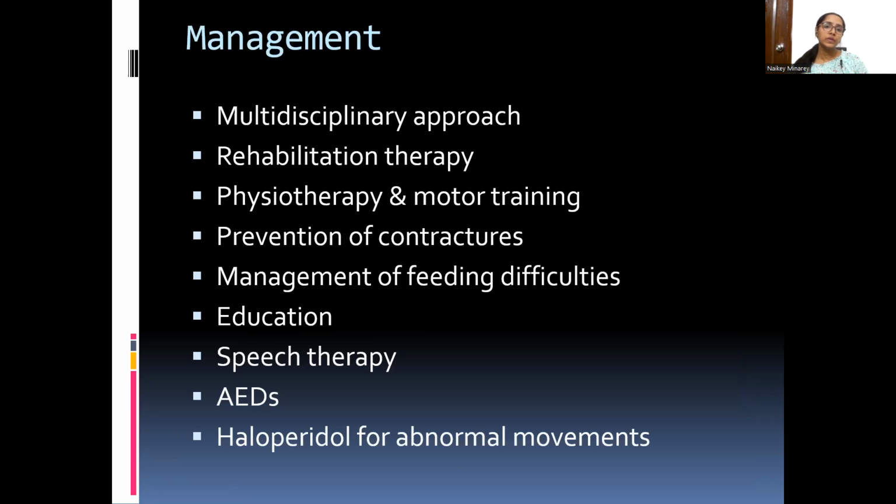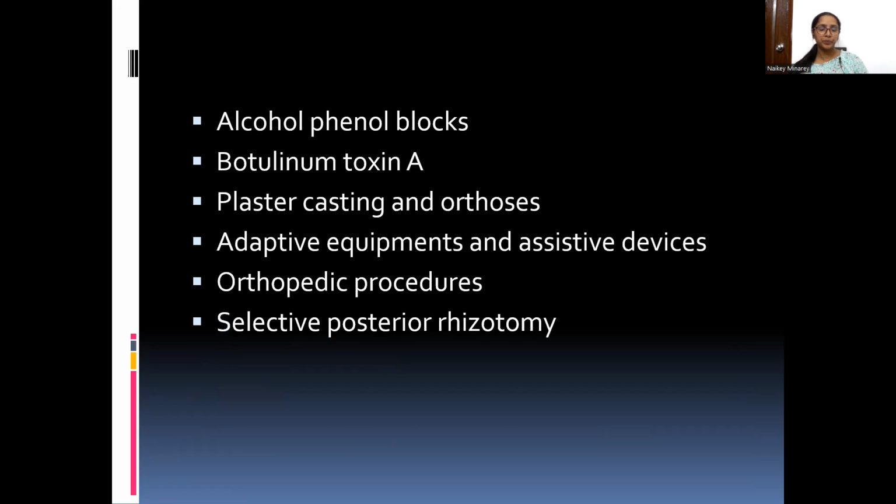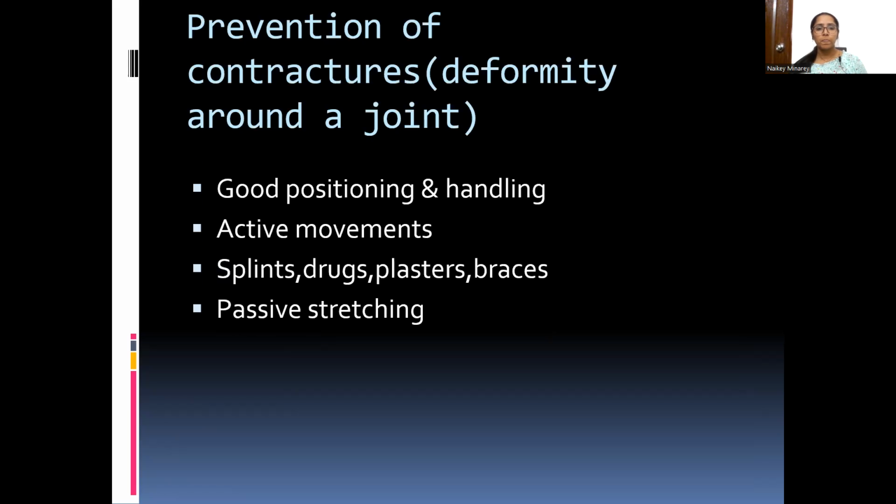So the management is usually multidisciplinary, with rehabilitation therapy, physiotherapy being the main one, and motor training, prevention of contractures by surgery, management of feeding difficulties, education, speech therapy, anti-epileptic drugs if seizures are there, and haloperidol for any abnormal movements. Other techniques that have emerged during recent years are alcohol and phenol blocks, botulinum toxin A, plaster casting or orthosis for contractures, adaptive equipment, splints, orthopedic procedures, and selective posterior rhizotomy.